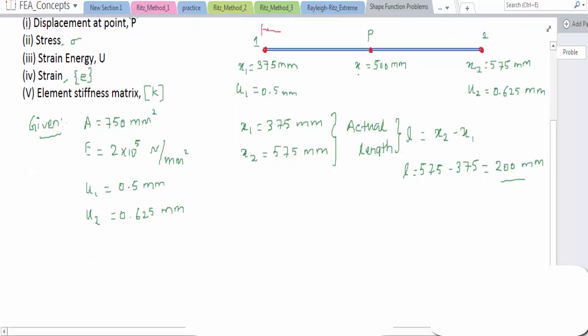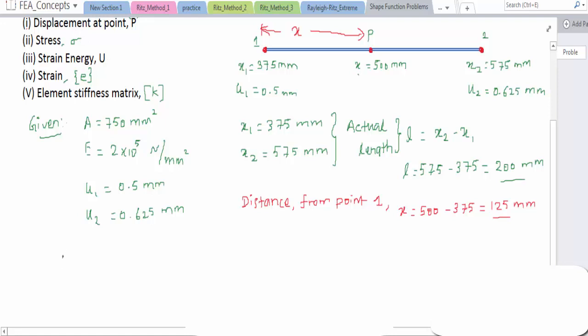Now we have to calculate the distance between point 1 and point P. x is equal to 500 minus 375, so that will be 125 mm. These are all the values we initially have to find out.